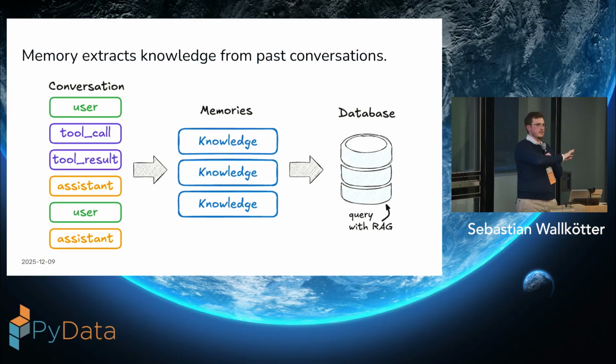How can we use past conversations to pull out memory, or to pull out knowledge that we can then use in the exact same way as we use knowledge from RAG or anything else?